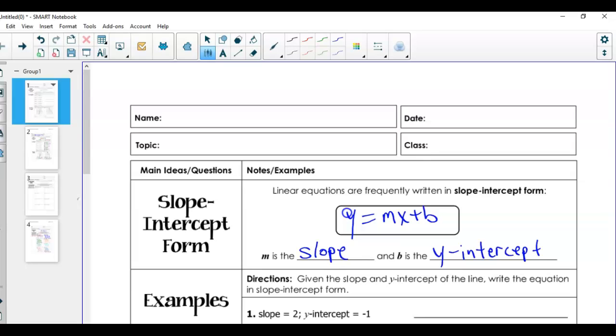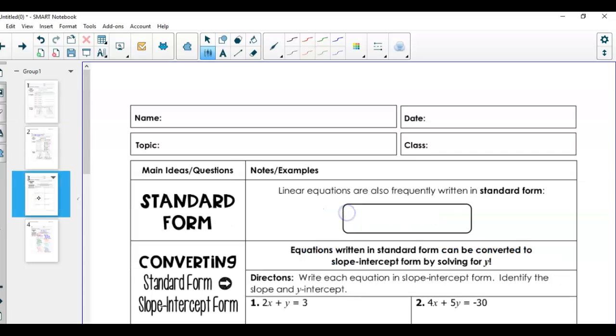And then x is still your input, y is still your output. And really that's all I'm going to touch on this page. So we need to remember this. And then I'm going to go on to the next page where it says standard form. So let me write the slope-intercept form again.